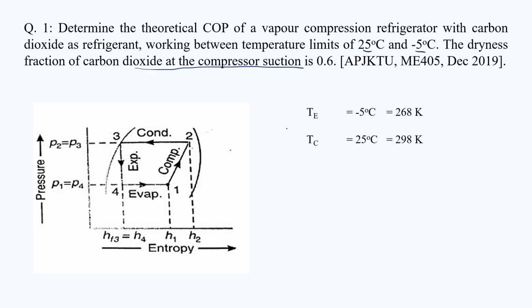Now the given data mainly includes the evaporator temperature, which is minus 5 degrees Celsius or 268 Kelvin. Similarly, the condenser temperature is 25 degrees Celsius or 298 Kelvin. Also, the dryness fraction at compressor suction, that is X1, is 0.6.